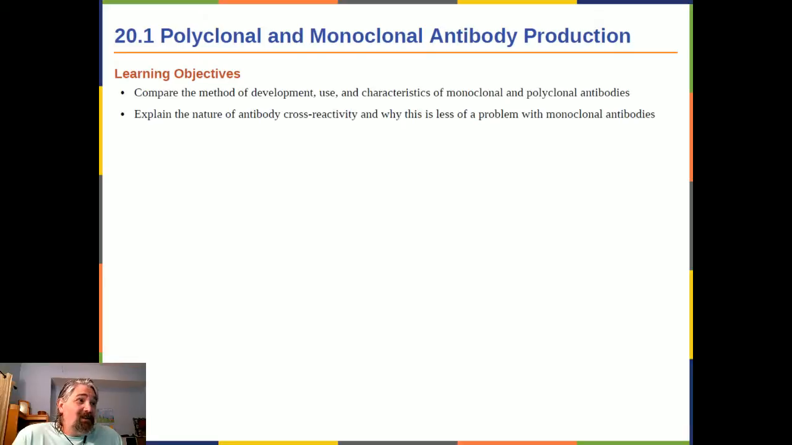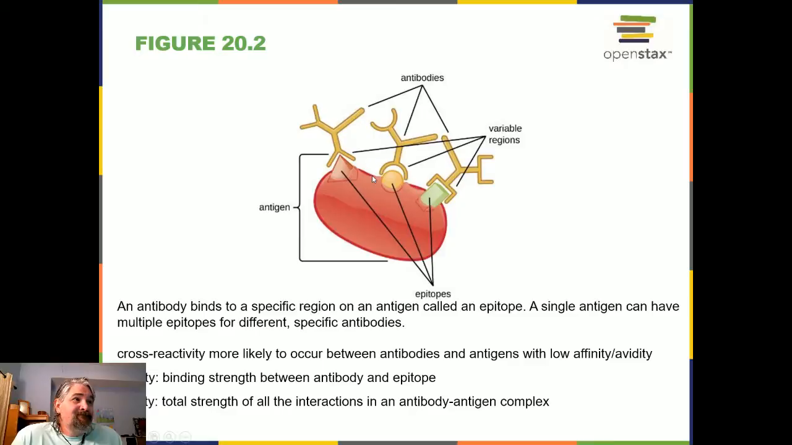Compare the method of development, use, and characteristics of monoclonal and polyclonal antibodies. Explain the nature of antibody cross-reactivity and why this is less of a problem with monoclonal antibodies. So the cartoon that we used before, as a reminder, the entire complex of molecules is the antigen, and then the actual binding site is the epitope that binds in the variable region of the antibody. So cross-reactivity is more likely to occur between antibodies and antigens with low affinity.